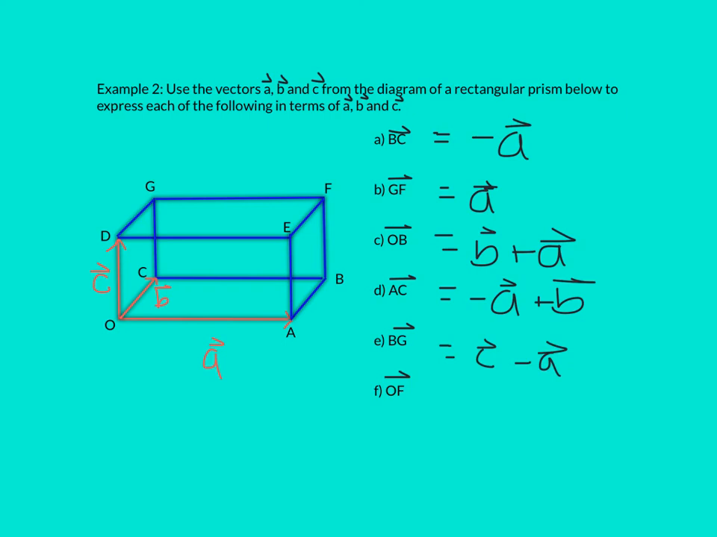Last but not least, we're going to go from O all the way to F. You can see that's actually going to require us to do 3 vectors. And again, there would be multiple paths to get there. This could actually help you to see that addition is also commutative. If we go back to OB, we did B plus A. But we could also have done A plus B. It would be the exact same resultant vector. So this can be expressed both ways.